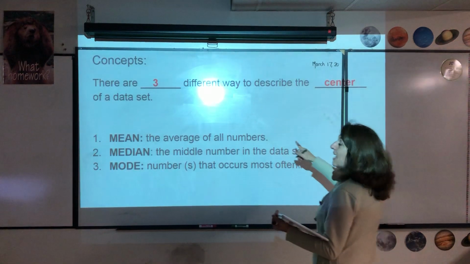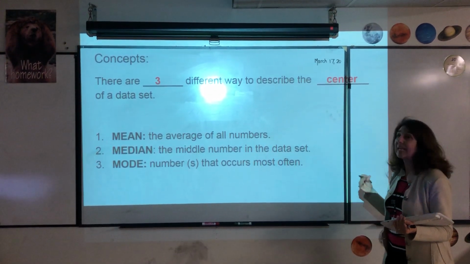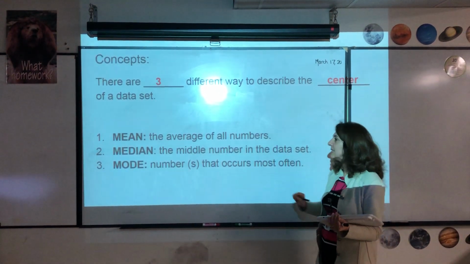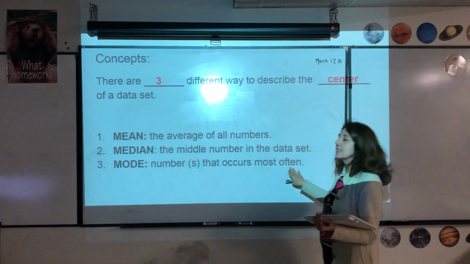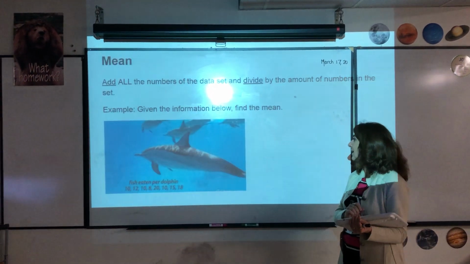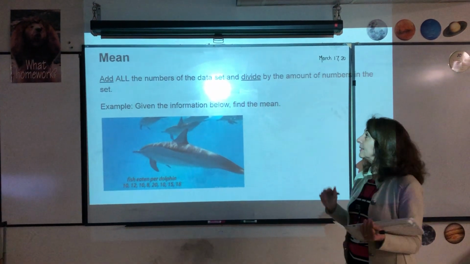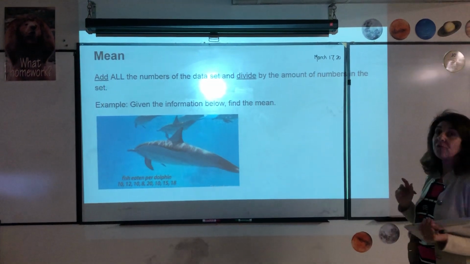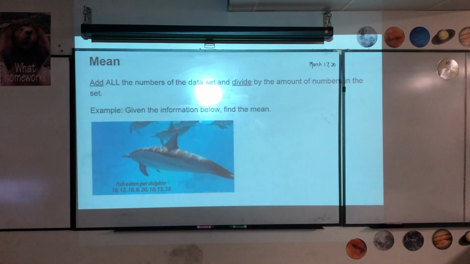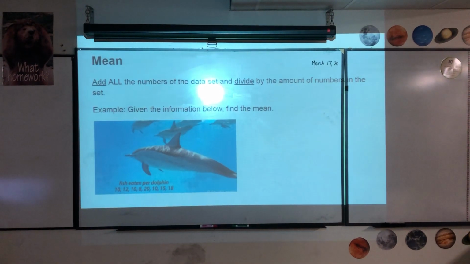They are here. Mean, which is the average of all numbers. The median, which is the middle number in the data set, and we'll see that for this we need some ordering put in place. And the mode, which is the number that occurs the most times in the data that is being shown. The first one we're going to work with is the mean. To find the mean, you have to add all the numbers of the data set and divide by the amount of numbers in the set.